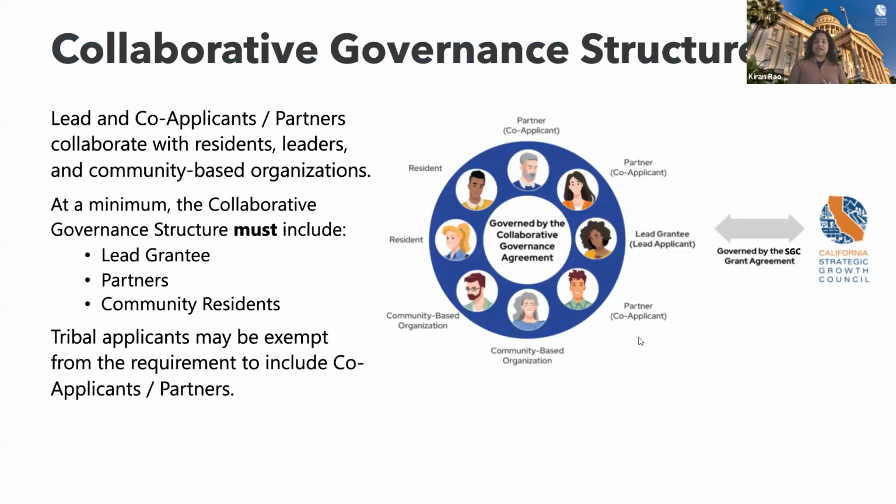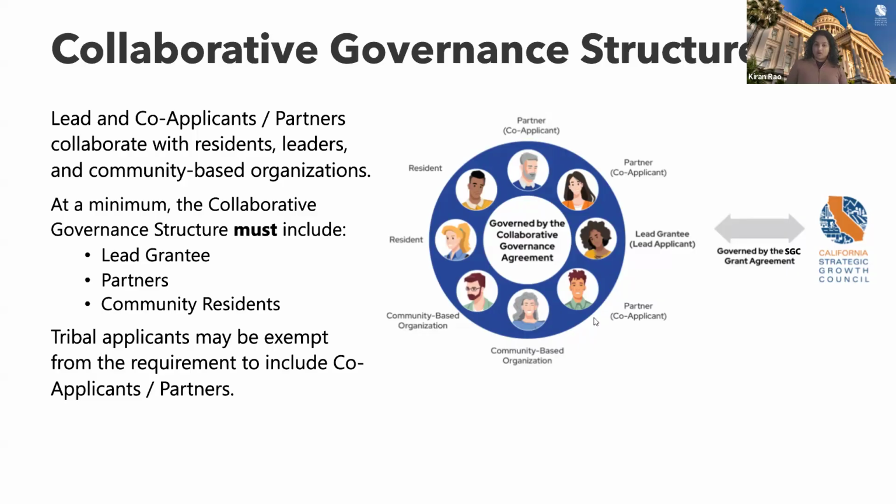Next, we can dive into how these entities will work together within a collaborative governance structure. Collaborative governance is a central element to the TCC and CRC programs. It promotes community involvement in projects happening in their own neighborhood and helps ensure accountability from project partners to residents. The structure defines how the lead applicant and co-applicants or partners will collaboratively work together to implement the project over the lifetime of the grant.